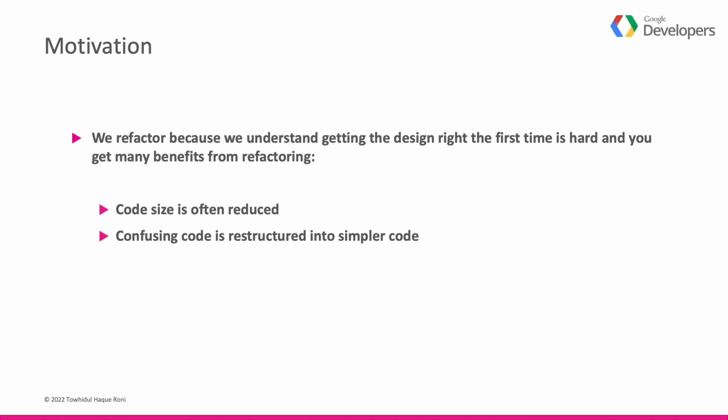Restructuring confusing code. During the refactoring process, we restructure complex and convoluted code into simpler, more understandable constructs. By breaking down large methods or classes into smaller, well-defined components, we enhance code clarity and make it easier for developers to navigate and maintain. The restructuring contributes to improved readability and facilitates better collaboration among team members.